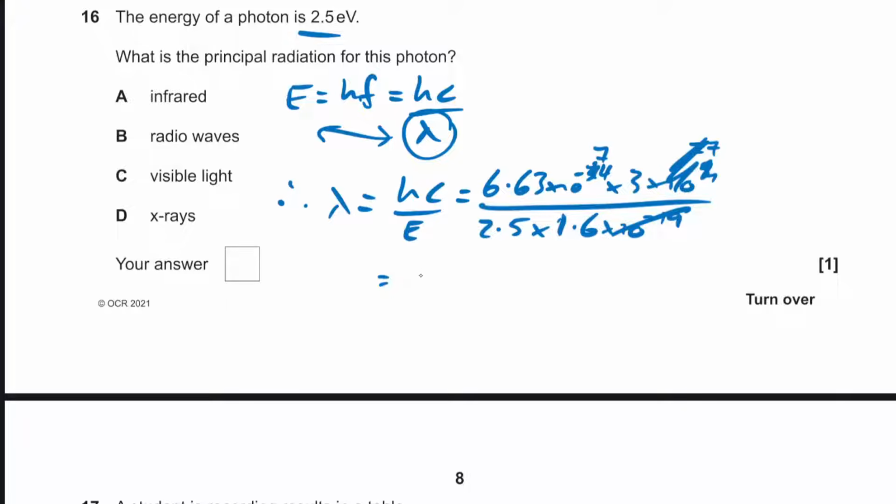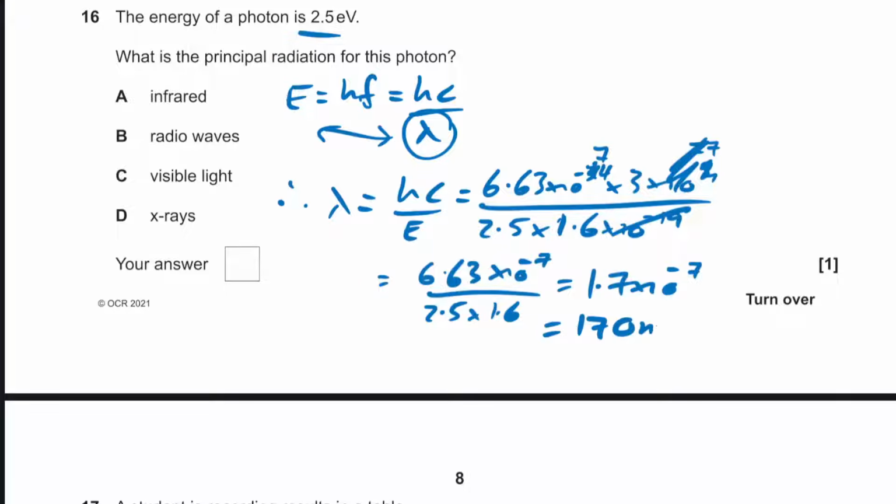So therefore that's the same as 6.63 times 10 to the minus 7 divided by 2.5, and divided by 1.6 again. What does this end up being? 6.63 divided by 2.5 divided by 1.6 gives us 1.7 times 10 to the minus 7. So in other words, 170 nanometers. So, hundreds of nanometers, that's basically visible light, so it's C, isn't it? I've got to be honest, do you really need to know your wavelengths? You need to know that hundreds of nanometers is standard for light, isn't it?